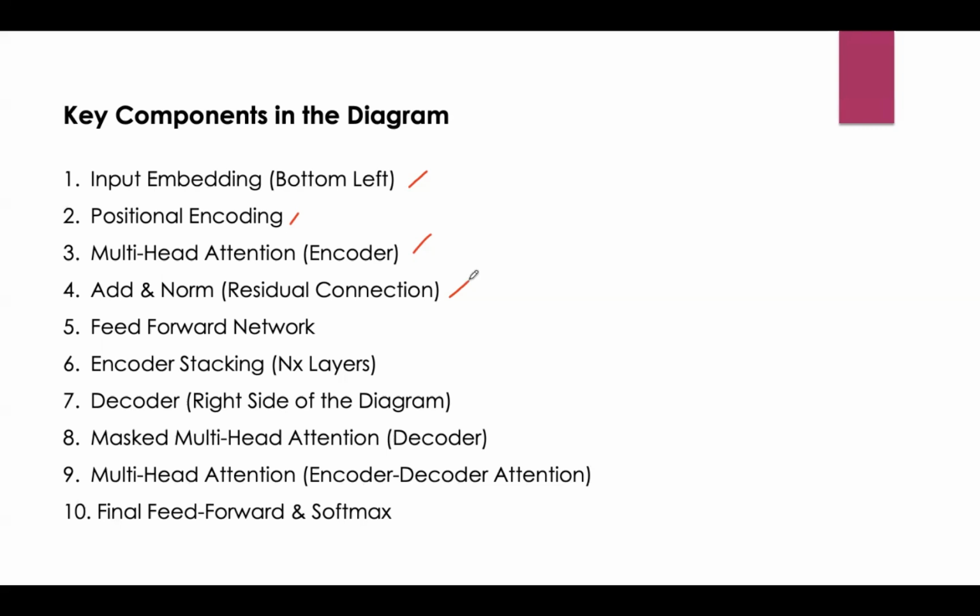So skip connections or residual connections help the model train faster and avoid vanishing gradients. And also layer normalization ensures stable training. For example, if an attention layer modifies an input too much, residual connections help retain some of the original signals. Then a feed forward network.